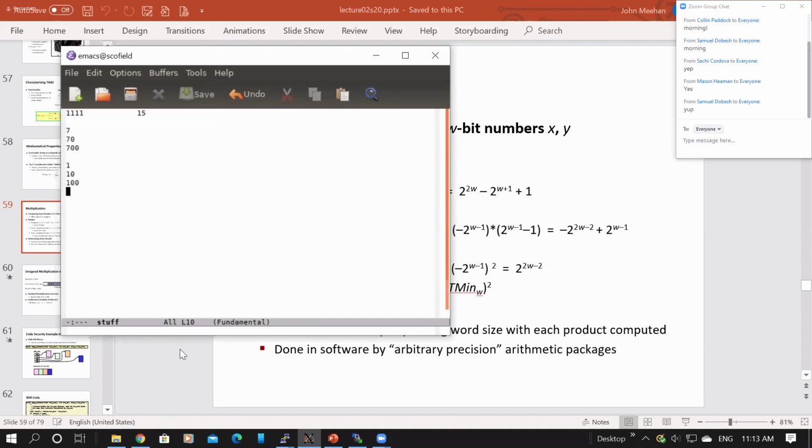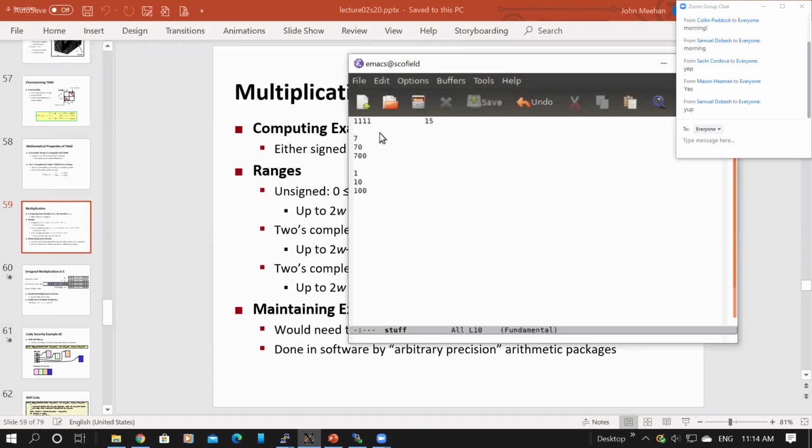Okay, there's my blackboard. So if we just look at 4 bits, I put ones in all those positions. This represents what? 2 to the 0, 2 to the 1, 2 to the 2, 2 to the 3, right? So if I have 4 bits, the biggest number I can put in there is 15.